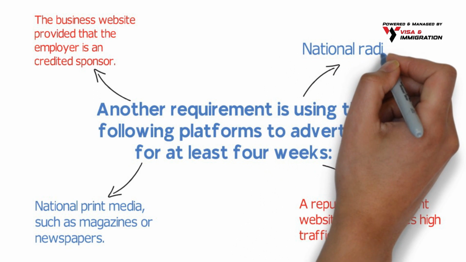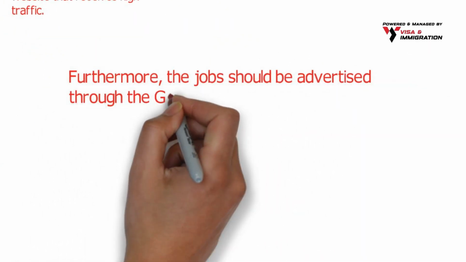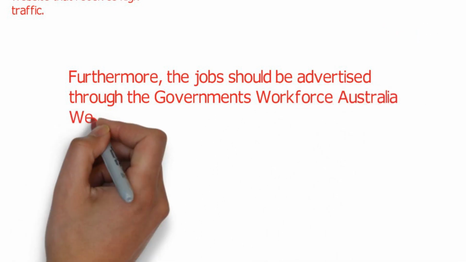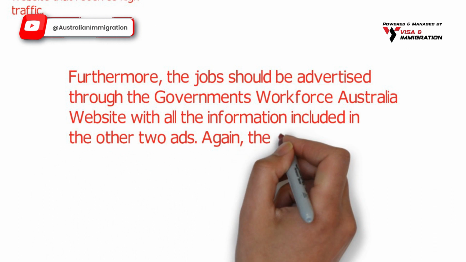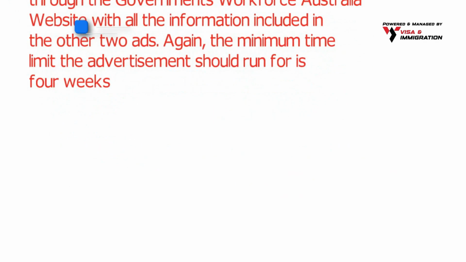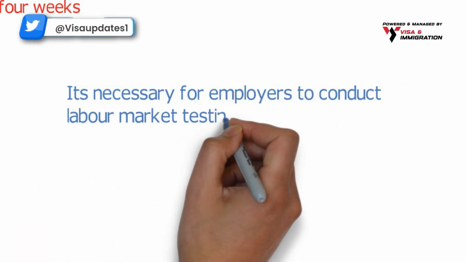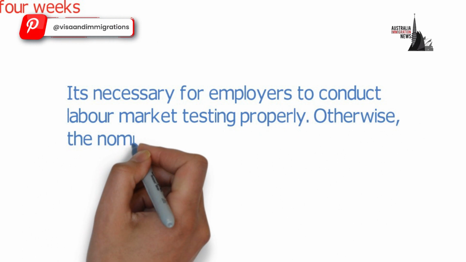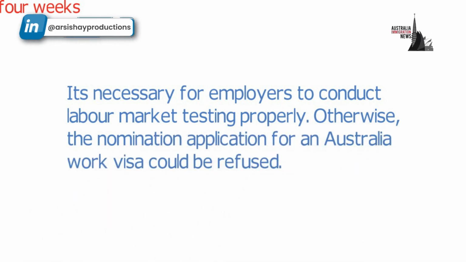Or national radio. Furthermore, the jobs should be advertised through the government's Workforce Australia website with all the information included in the other 2 ads. Again, the minimum time limit the advertisement should run for is 4 weeks. It's necessary for employers to conduct labor market testing properly. Otherwise, the nomination application for an Australia work visa could be refused.